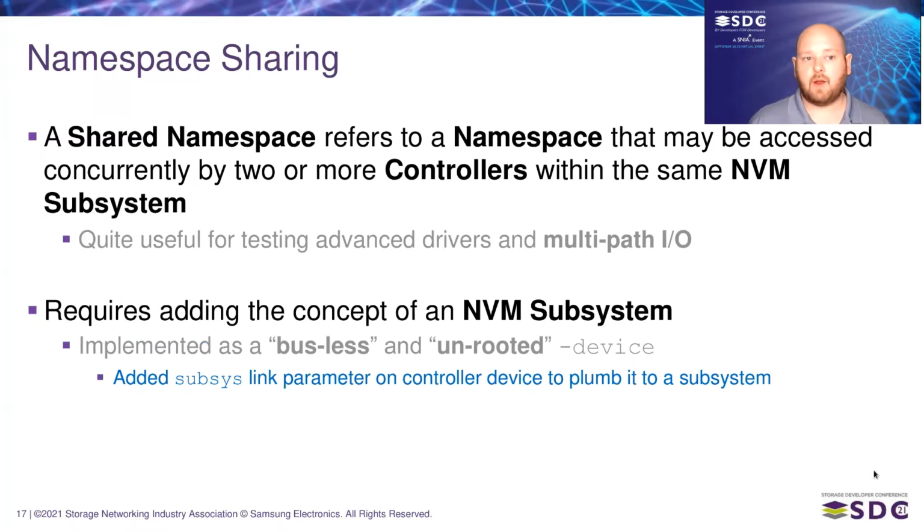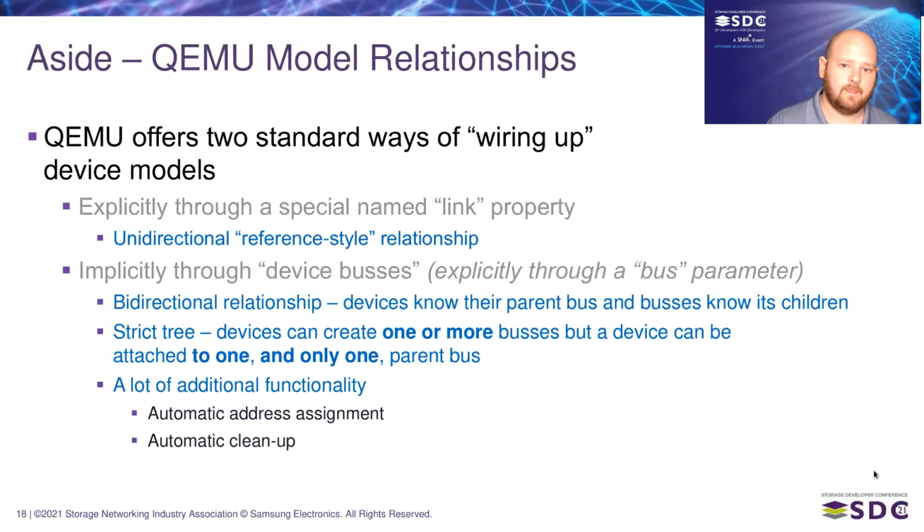So I want to talk a little bit about namespace sharing, because a big feature that we got this year is support for NVMe subsystems. A shared namespace is basically a namespace that can be attached to multiple controllers and allows you to have 2 paths to that namespace. It's very useful for testing advanced drivers and multipath I/O in general. So the way we did it is that we added a new subsystem device, which is implemented as a busless and unrooted device. We'll see what that means. And we added a subsys link parameter on the controller to plumb it up to this subsystem.